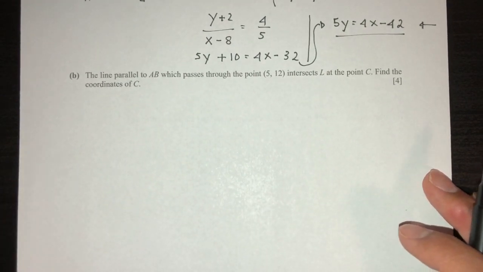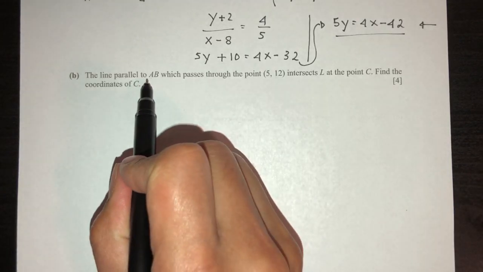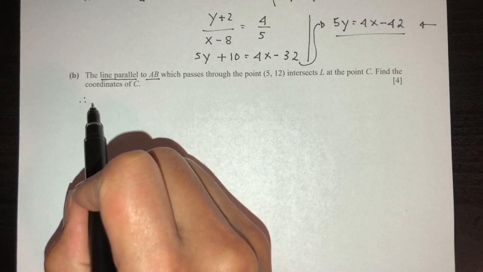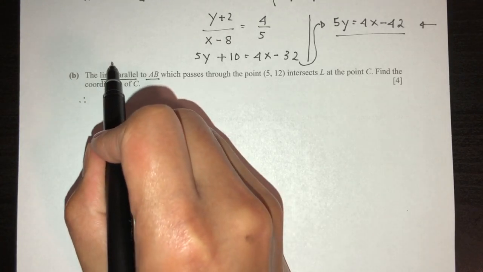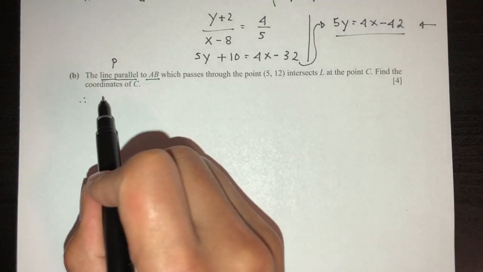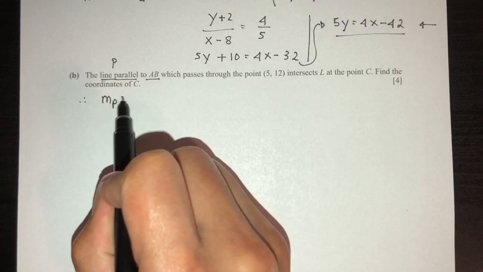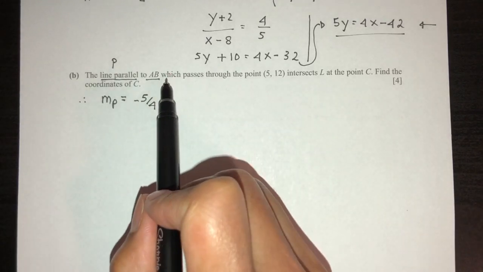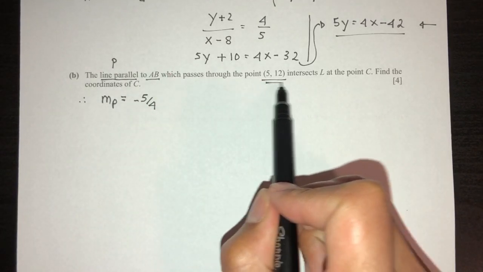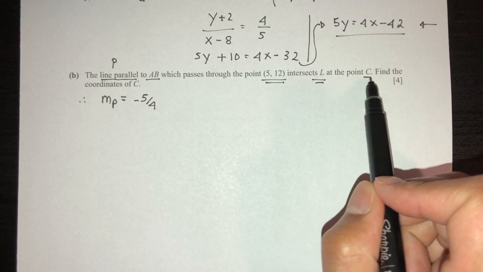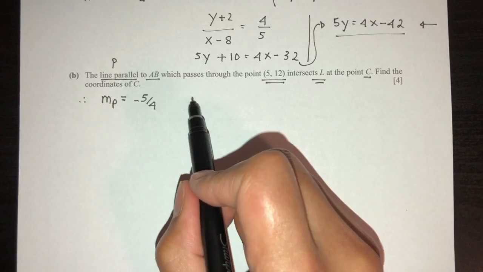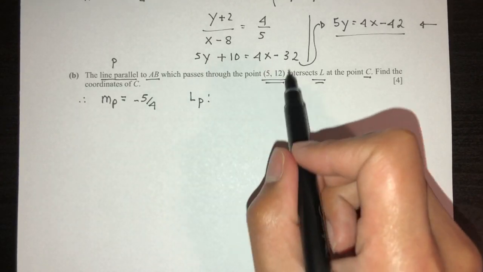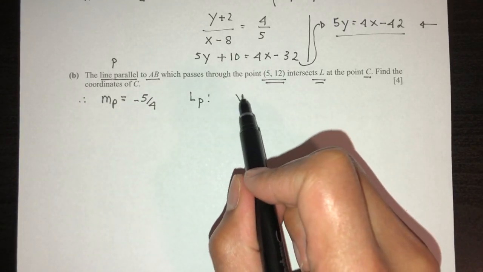Now for part B, the line parallel to AB, since the line is parallel to AB, it means that it has the same gradient. Now let's call this line the line P, parallel. So gradient of P has to be the same as AB, which is minus 5 over 4. It passes through the point this and intersect L at the point C. So first we have to find the equation of line P. So since we know the passing point and we know the gradient, we can find that easily.